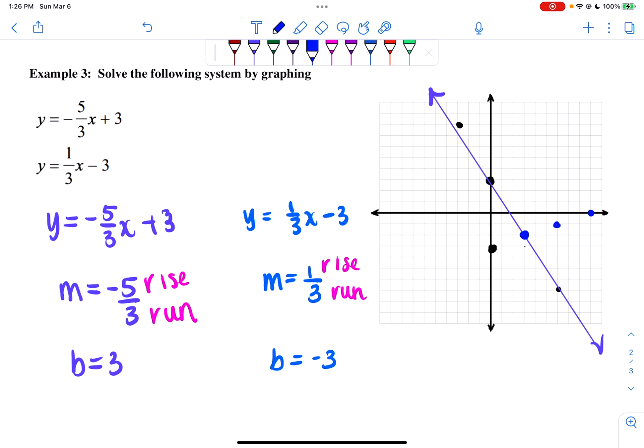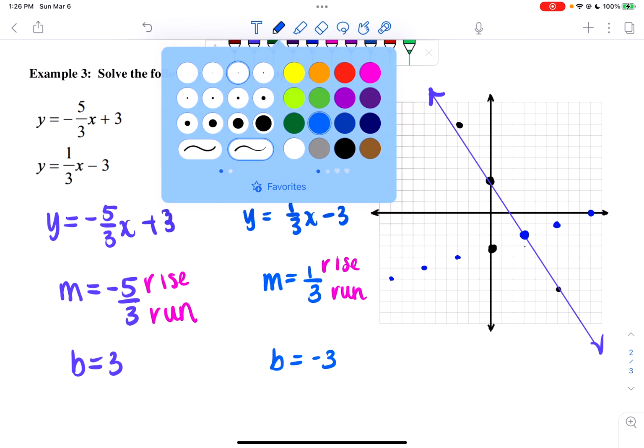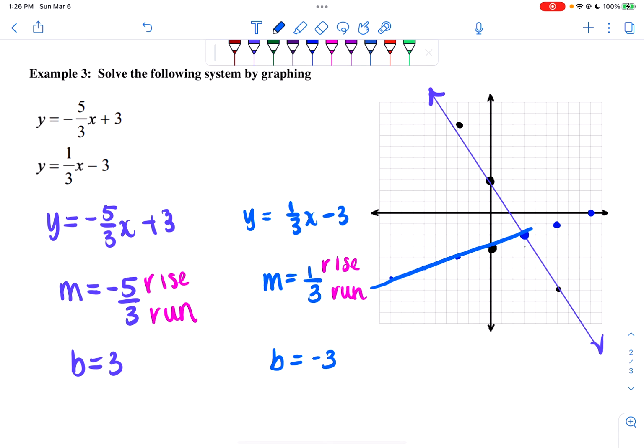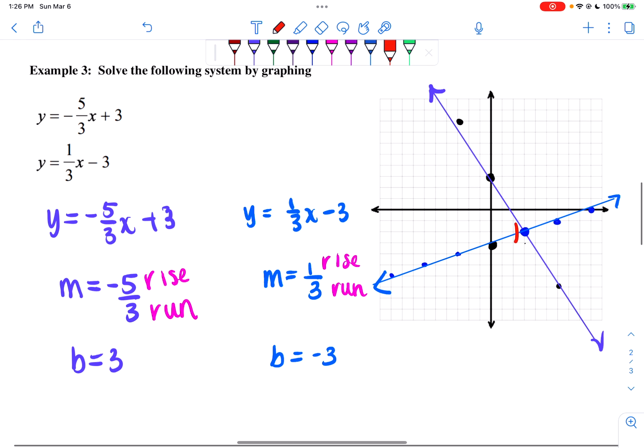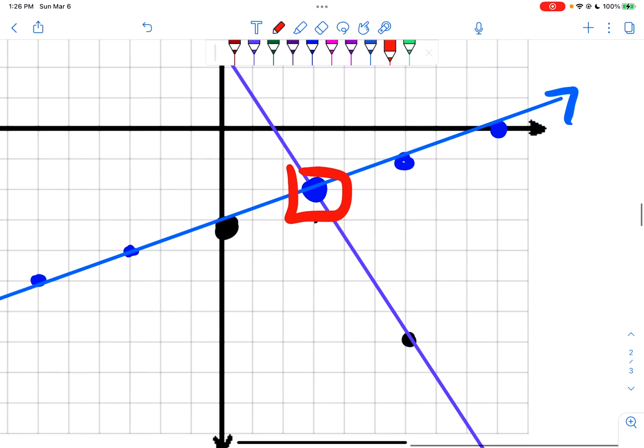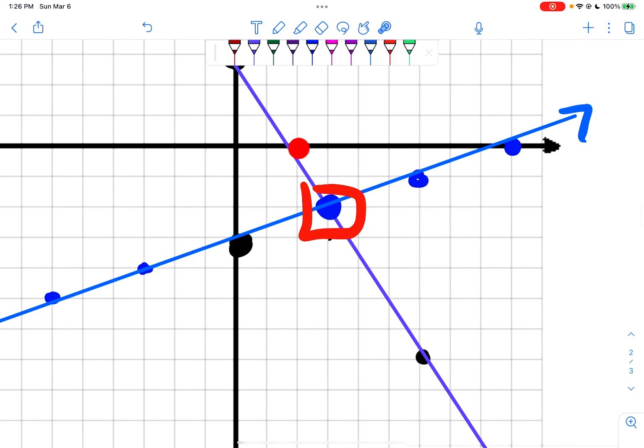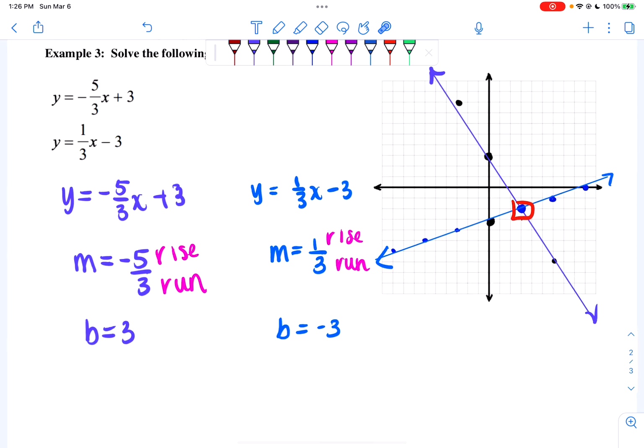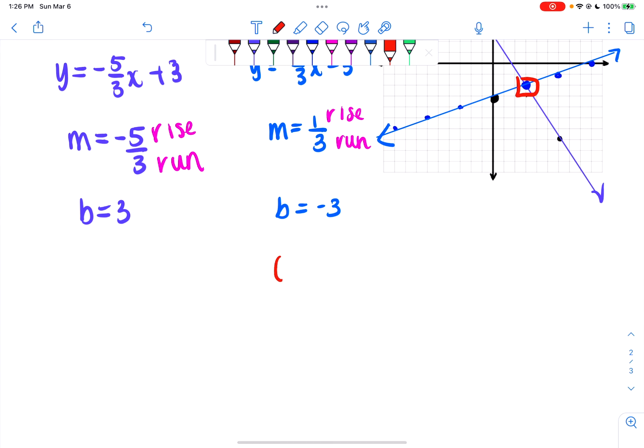And then I go back to my y-intercept, and I go down 1, left 3, down 1, left 3. And I draw a line going through those points. And if you look, I intersect right here. So that's my final answer. I go out 1, 2, 3, and down 1, 2. 3, negative 2 is my final answer.